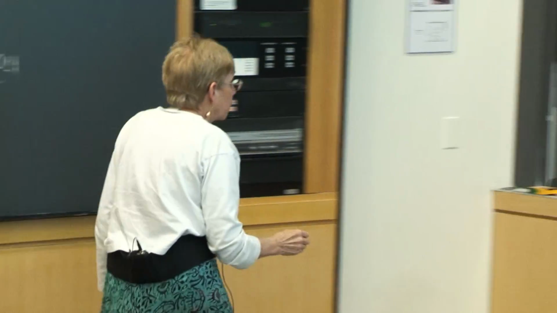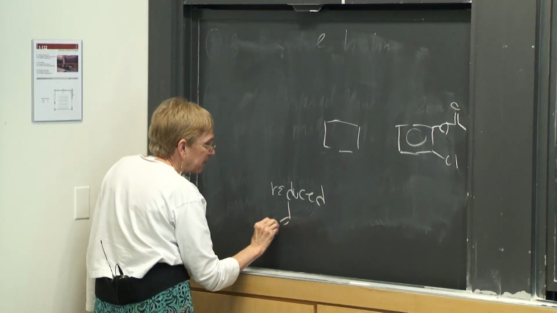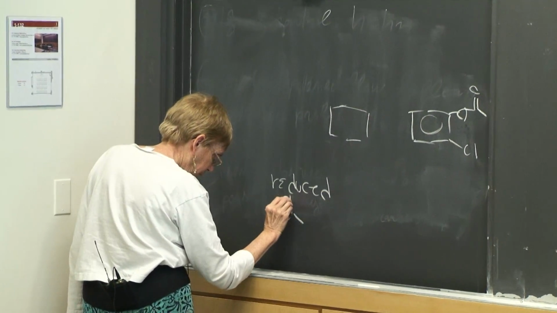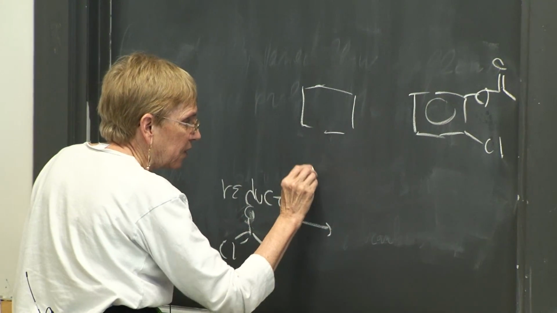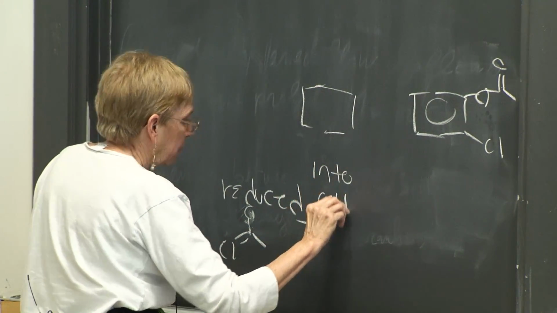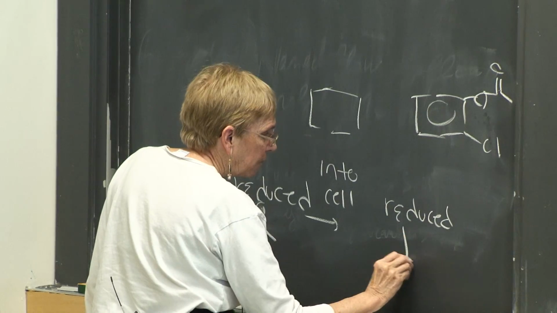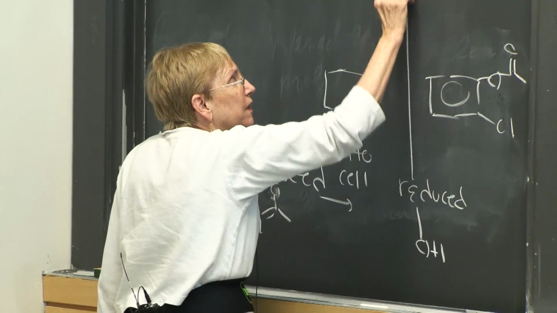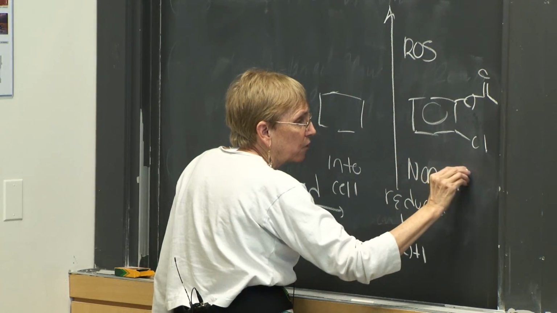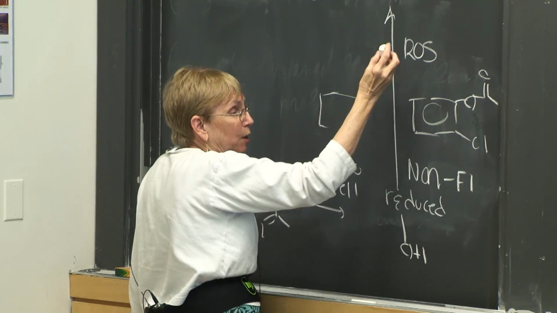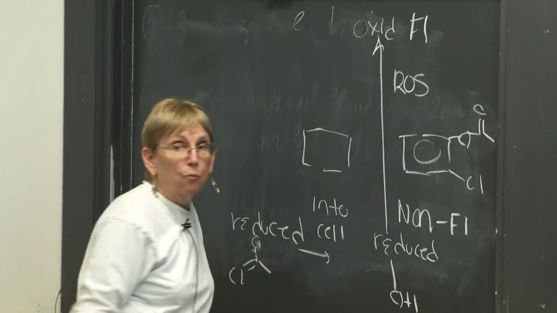So it starts out in the reduced state, and it has two acetate groups. Okay, and then this gets into the cell, and then you still have the reduced state, and now you have the hydroxyl, and now this reacts with reactive oxygen species. So this is still non-fluorescent, and we're going to talk about fluorescence next time. And then it gets oxidized by reactive oxygen species and becomes fluorescent.